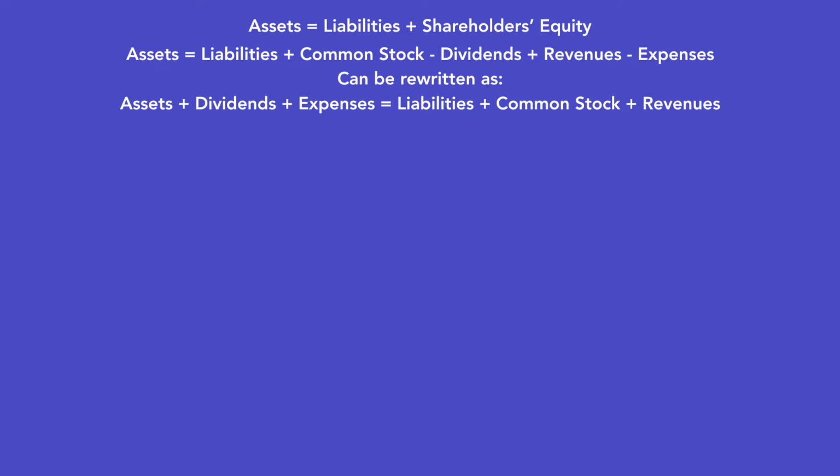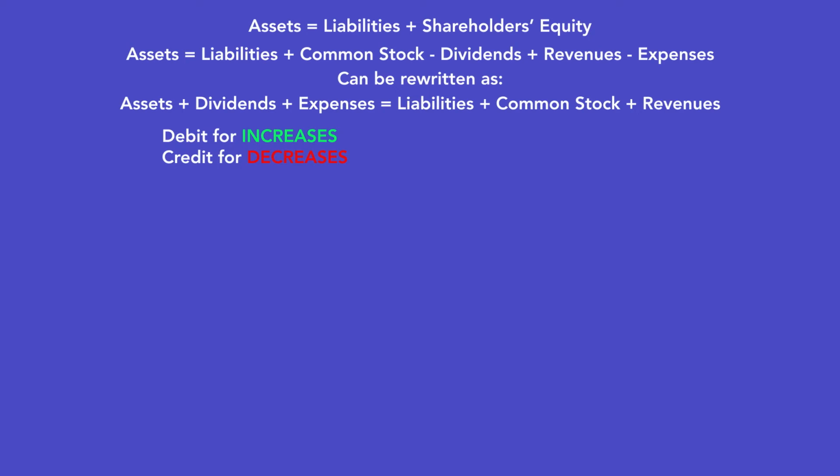Notice how we moved the components of shareholders' equity in the equation. We moved dividends and expenses to the left side of the equation and kept common stock and revenues on the right side. This is because dividends and expenses decrease shareholders' equity, while common stock and revenues increase shareholders' equity. The left side of the equation, which is made up of assets, dividends, and expenses, will normally have a debit balance. Therefore, these accounts increase when debited and decrease when credited.